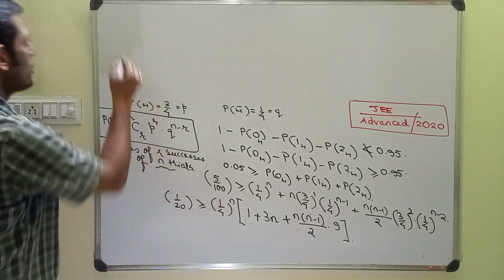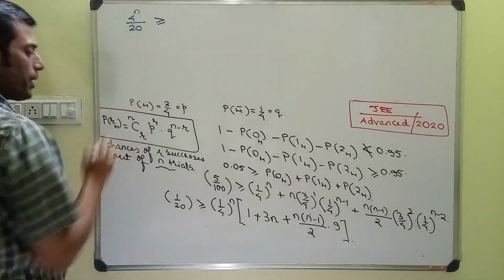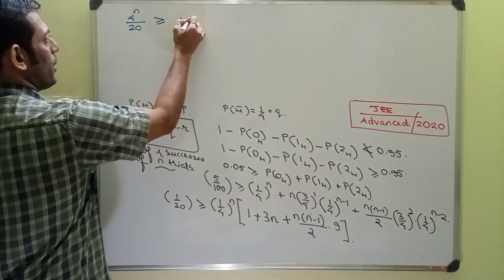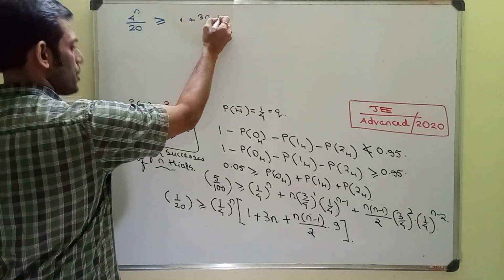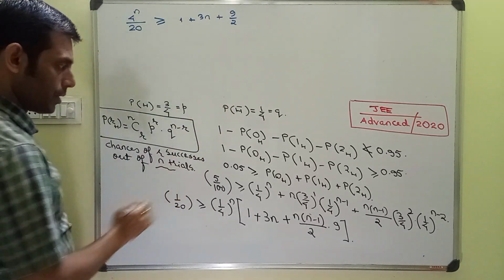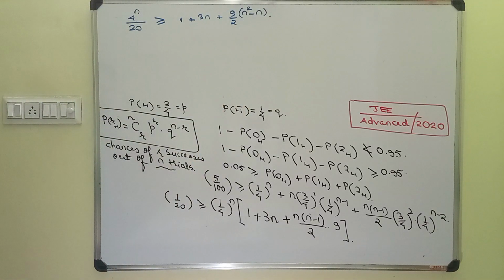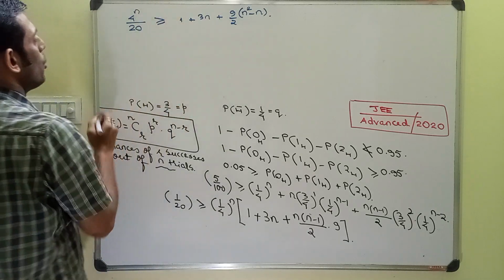4 power n by 20 should be greater than or equal to 1 plus 3n plus 9 by 2 into n square minus n. Yes, that is correct. Now let's multiply by 2 on both sides.